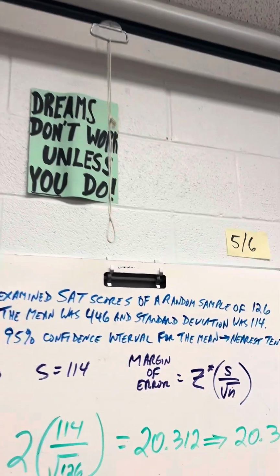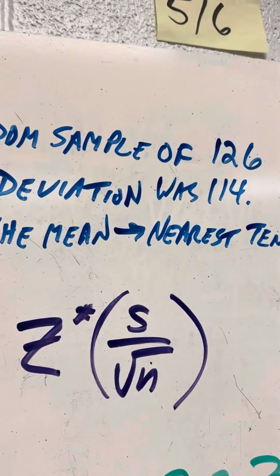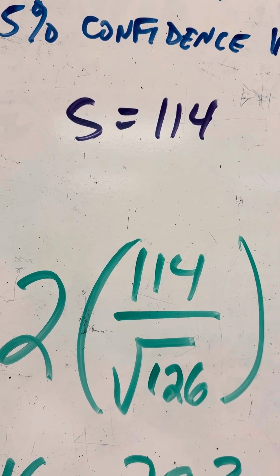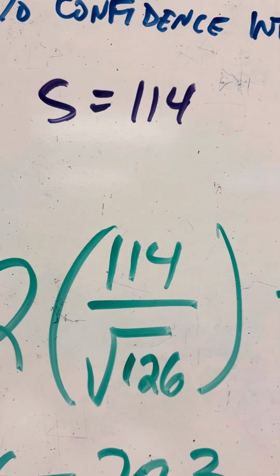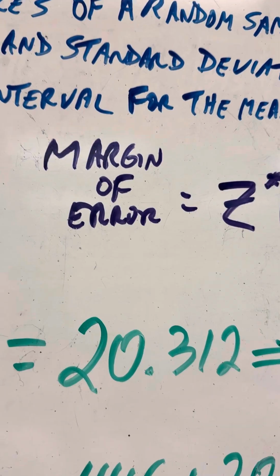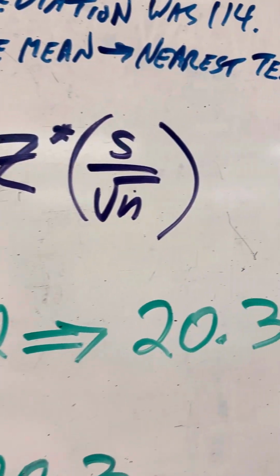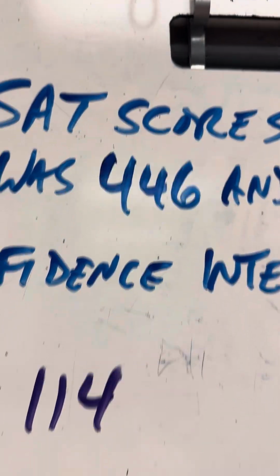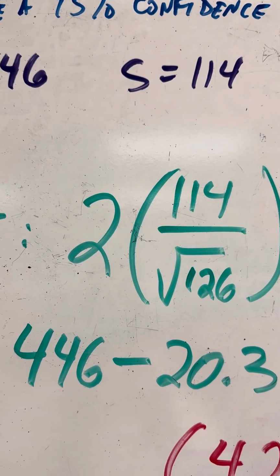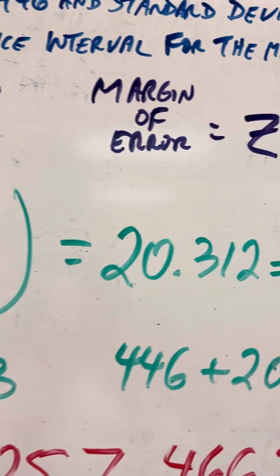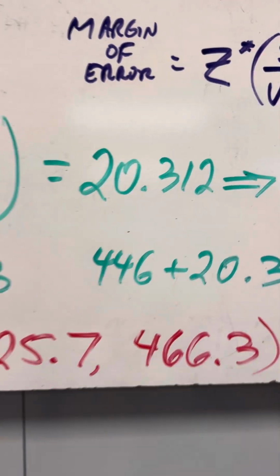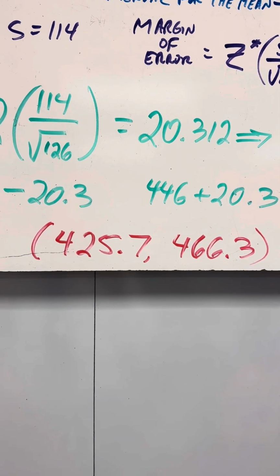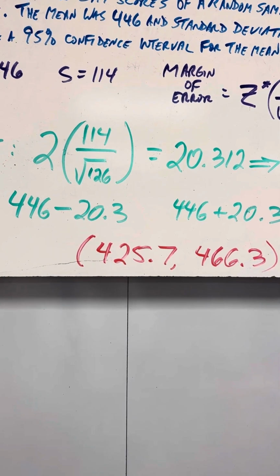Okay, once again, using this formula. So z is 2 times 114 divided by square root of 126. You get 20.312. To the nearest tenth is 20.3. So you're going to take that 446 and you're going to do 446 minus 20.3 and 446 plus 20.3. That gives you your confidence interval of 425.7 and 466.3.